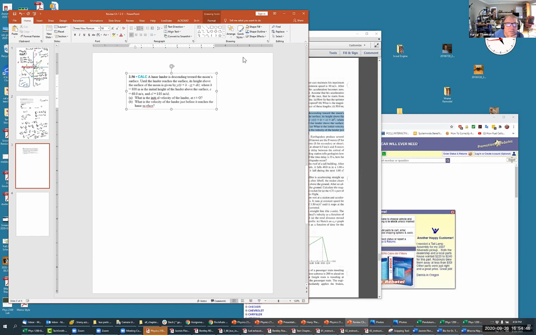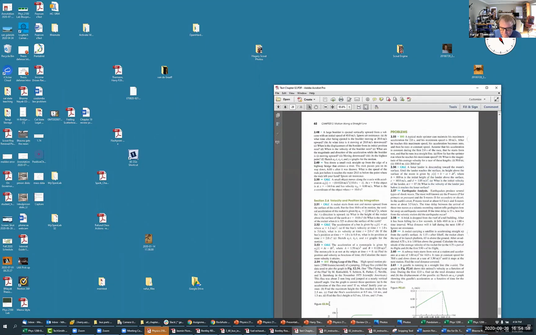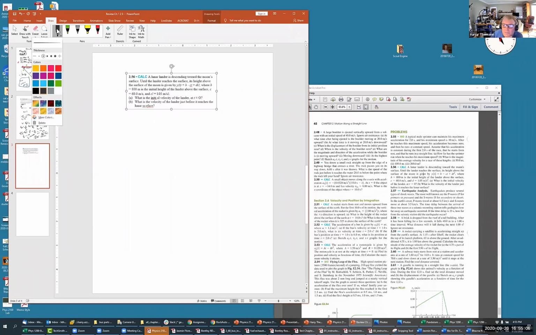Okay, so we better double check the formulas here. Oh, great. Just what we need, another feature. I love features. Okay, so y equals b minus ct plus d t squared. Okay, a lunar lander is descending until it reaches the surface, and its height above is given.